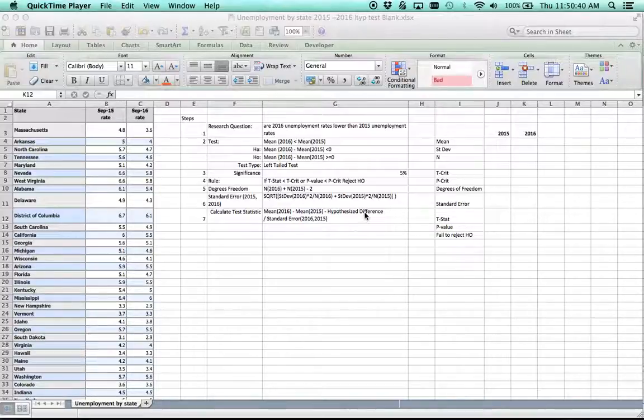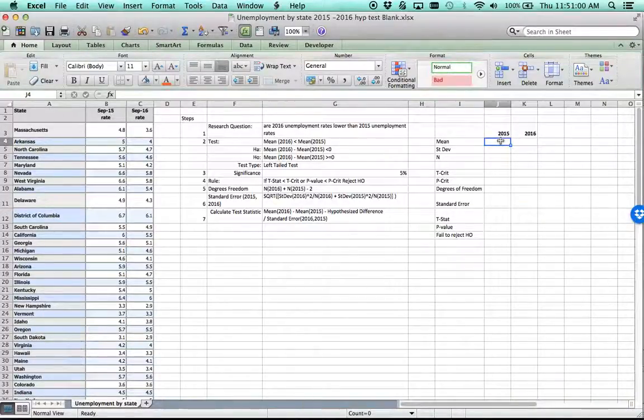We have that hypothesized difference. We'll set it to 0, but you could set it to any number if you wanted to test something other than 0. And then we take that whole numerator and we divide it by the standard error that we calculated up here, this pooled standard error. So let me walk through real quick and show you how that looks.